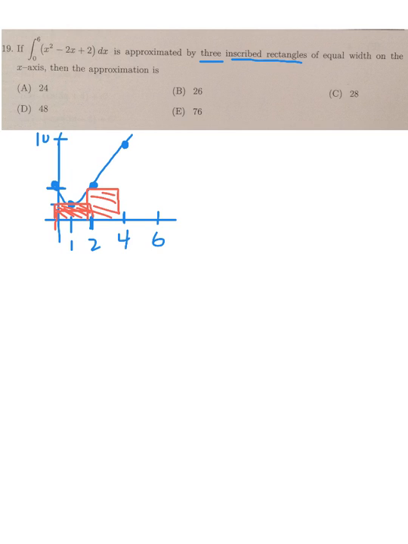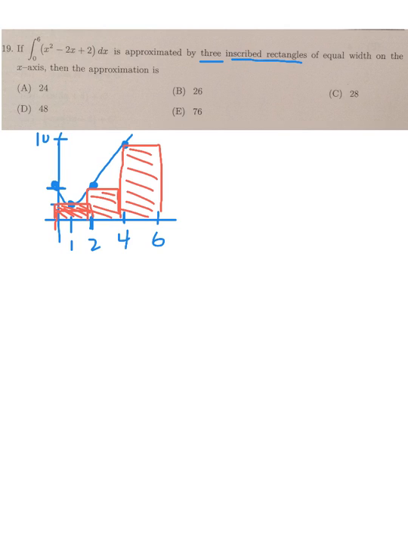Then, to stay under the curve from 4 to 6, I'm going to do the same thing. I'm going to start at 4, go up, over, and down. And that's why I didn't need to find the height at x equals 5 or the height at x equals 6. So if you look at those 3 rectangles, 1, 2, 3, all of them stay underneath the curve, and that's what inscribed means, that you have to stay underneath that curve.